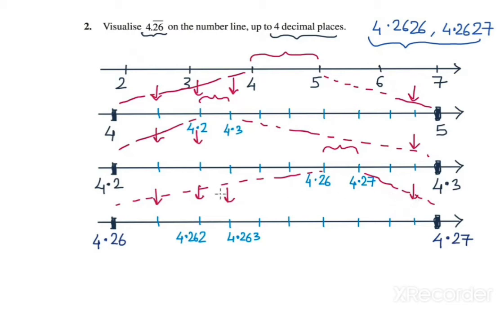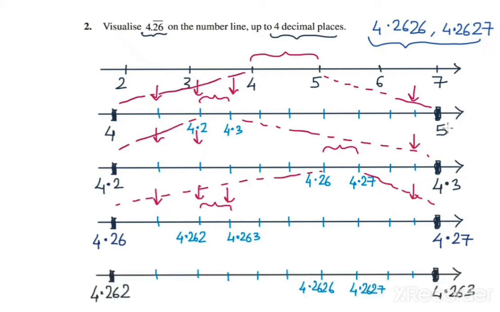Next, because 4.26 bar lies between 4.262 and 4.263, this interval here, let's magnify this interval from 4.262 to 4.263. So again I have magnified the number line. I have magnified the interval from 4.262 to 4.263. I have divided this interval into 10 parts, and I can see the markers for 4.2621, 4.2622 and so on up to 4.2629.